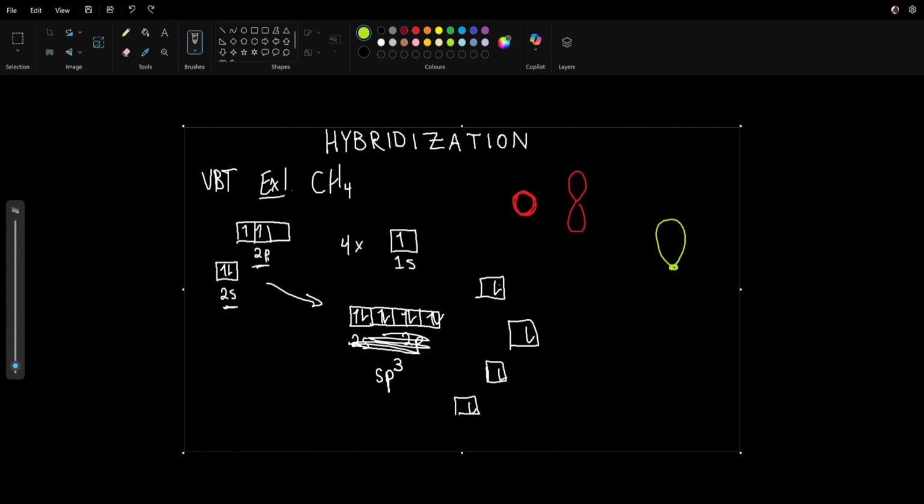So how many balloons do we have in this case? Well, how many orbital boxes do we have? 1, 2, 3, 4. So let's just hypothetically imagine connecting 4 balloons all by their ends. So you go 1, 2, 3, and then we'll have 1 in the back. Right? Well, this is what a tetrahedral looks like. We have our carbon in the middle, and we have our hydrogen, hydrogen, and hydrogen. And this is basically what it looks like. So this shape is called tetrahedral.